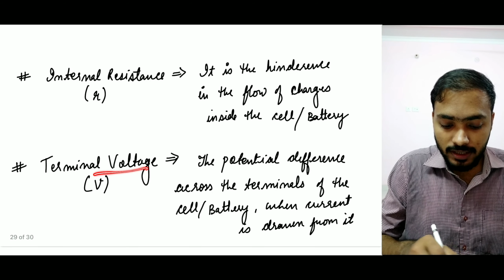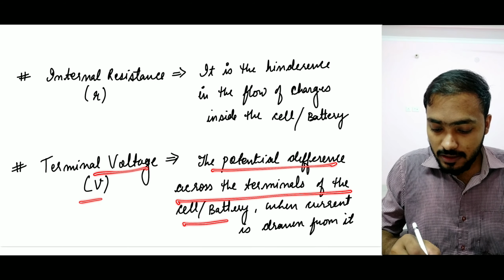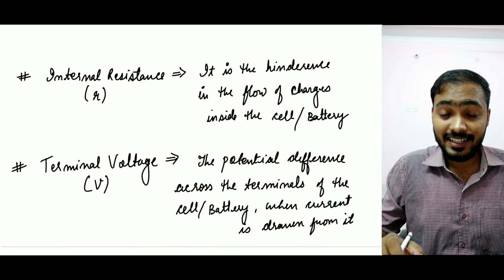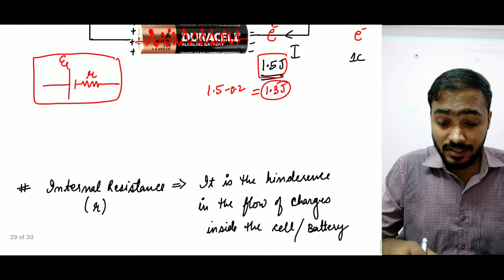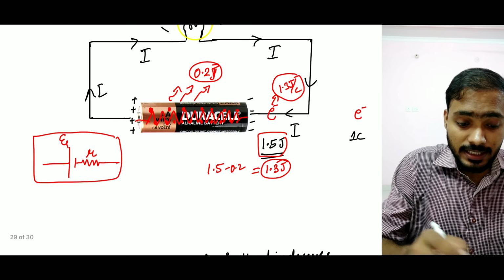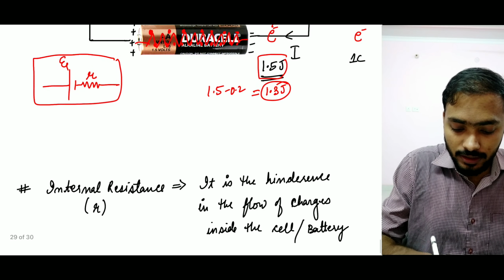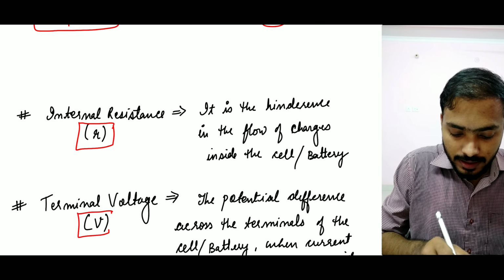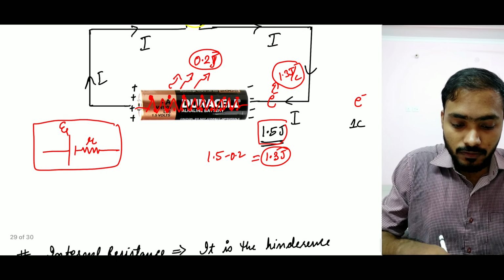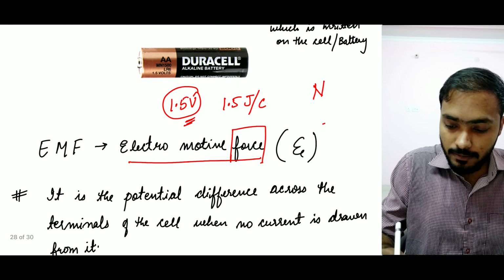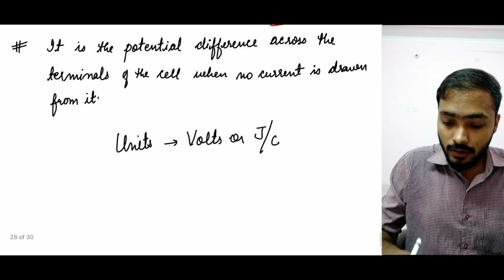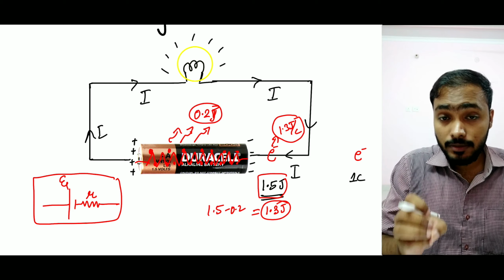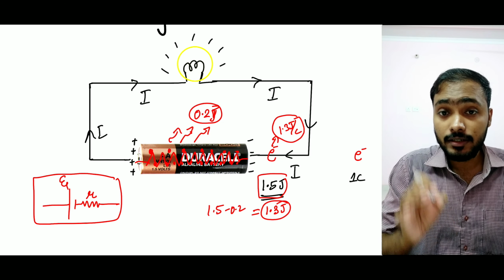Secondly, what is your terminal voltage? The potential difference across the terminals of the cell or the battery when the current is drawn from it. I hope you guys can understand that, right? Now, let me just tell you, your internal resistance is represented by small r, your terminal voltage is represented by capital V, and also we know your EMF is represented by the symbol E. Yes or no? Now let me try to find a relation between your terminal voltage, EMF and internal resistance.